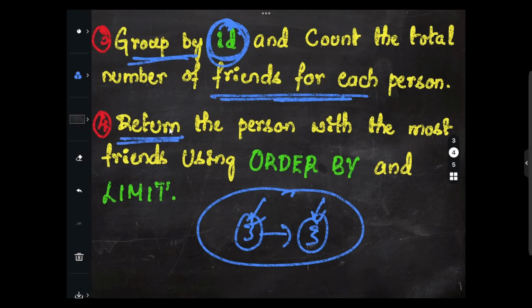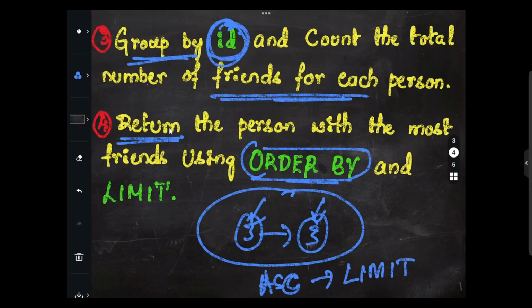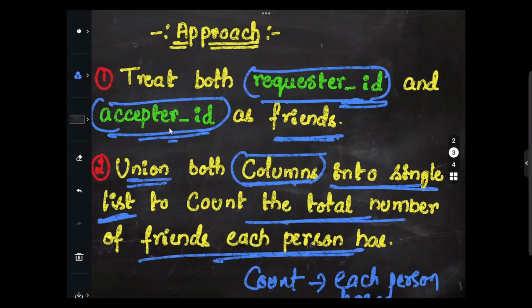So the fourth one here is we will return the person with most friends using the order by clause. Order by is based on the ascending order, right? And we'll also be making use of the limit keyword in this case. I hope this is completely clear. So this is the approach that we will be going with.